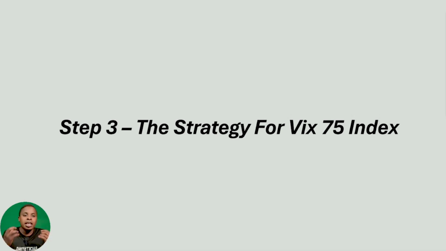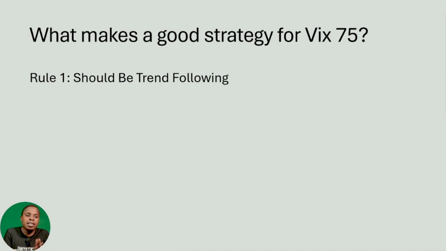I'm not saying use this exact strategy, no, but what I'm saying is you can use this strategy if you want to start right now, and if you don't have a strategy, you don't have anything. So I'm going to explain the strategy step by step. But first, let's talk about what makes a good strategy. If you're trading volatility 75 index, what are the things that you need to know? What are the things that you need to see for you to say, okay, this is a good strategy?